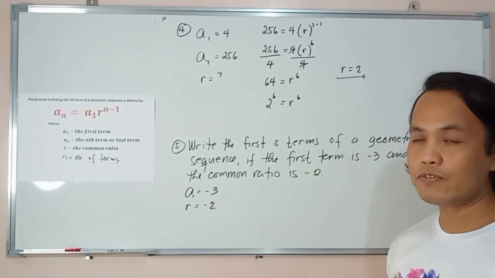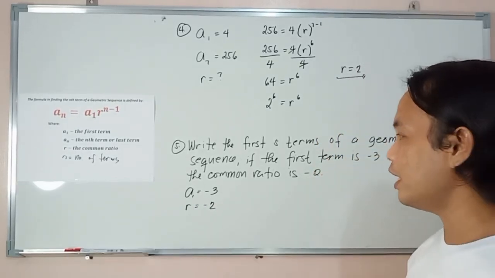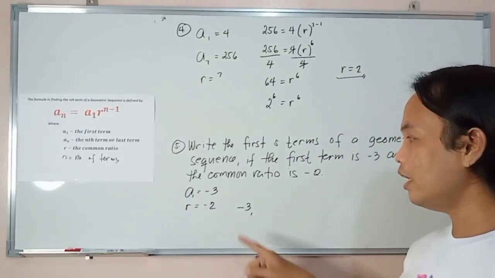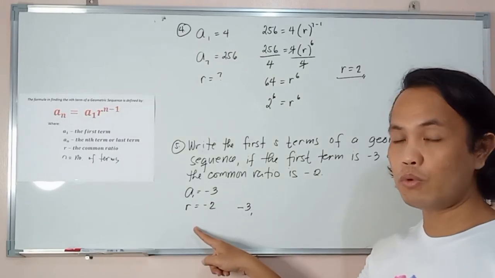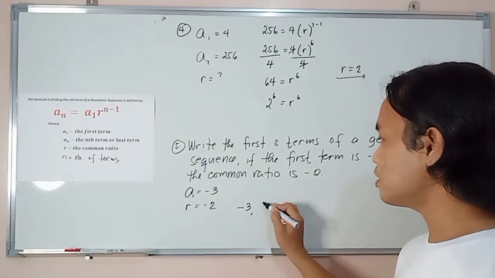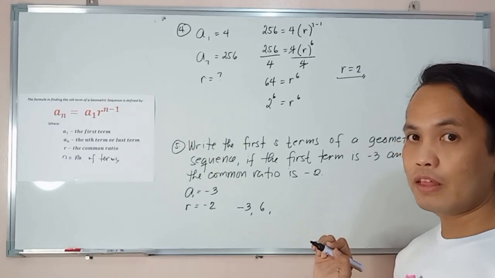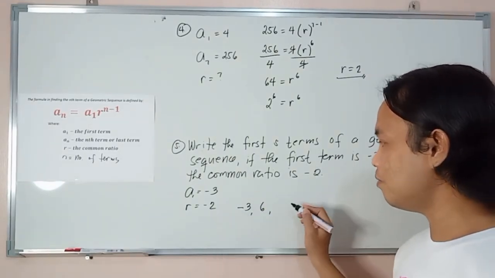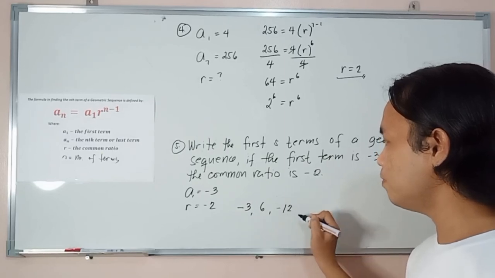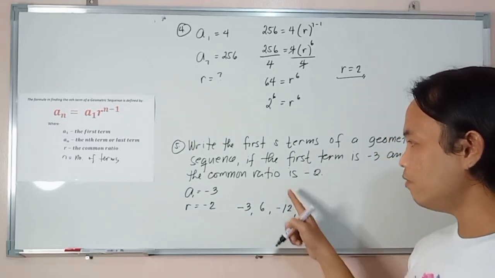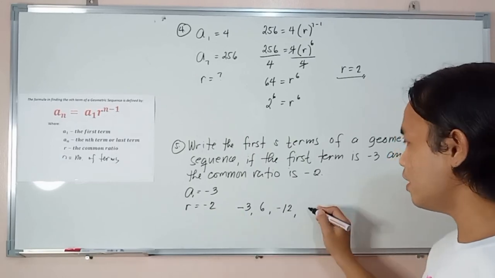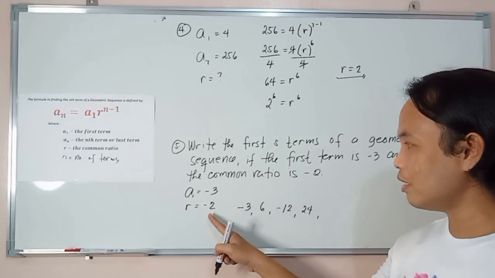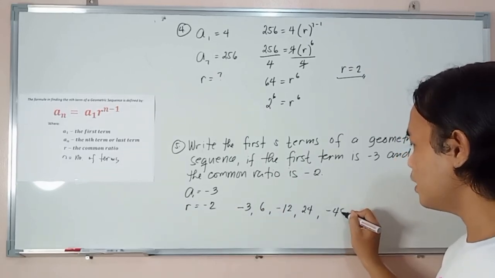To find the first five terms, since we are already given the first term, which is negative 3, we simply multiply negative 3 by the common ratio, which is negative 2. That gives us positive 6. To get the third term, we do the same process. 6 multiplied by negative 2 gives us negative 12. And the same, negative 12 times negative 2 gives us positive 24. And positive 24 times negative 2 gives us negative 48.